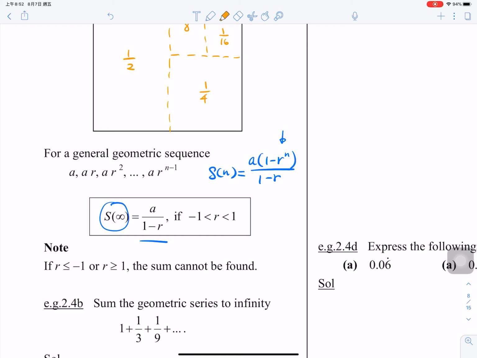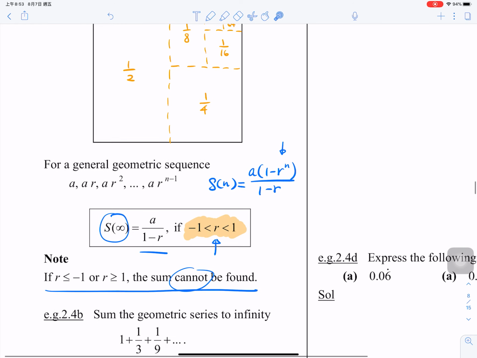The only situation in which we can find the sum of infinity is when r is between -1 and 1. If it is out of this range, we cannot find it. If r is smaller than or equal to -1, or r is greater than or equal to 1, the sum cannot be found. So remember, for the sum to infinity, r must be in between -1 and 1. Hope you understand. Later on, we'll have some more examples.